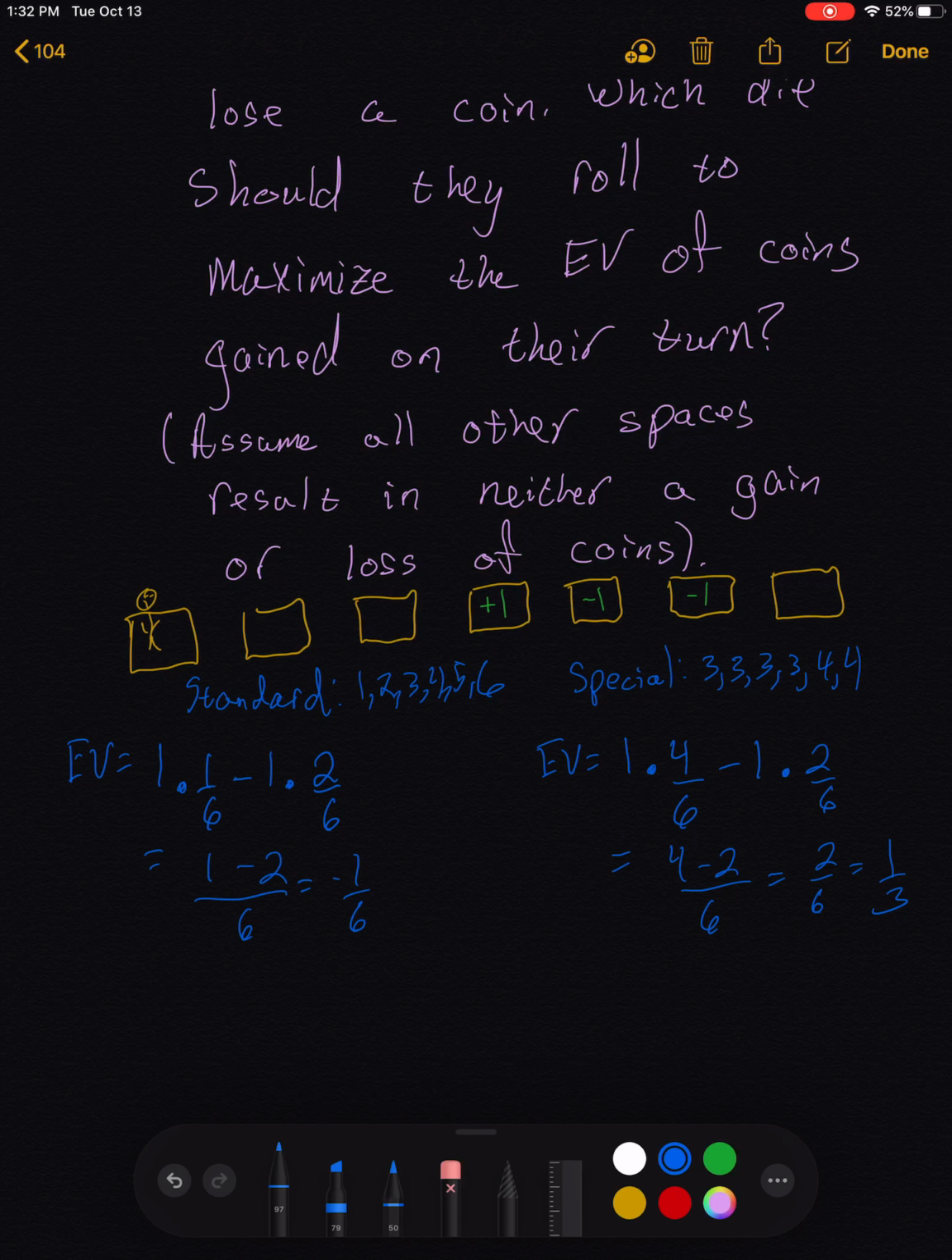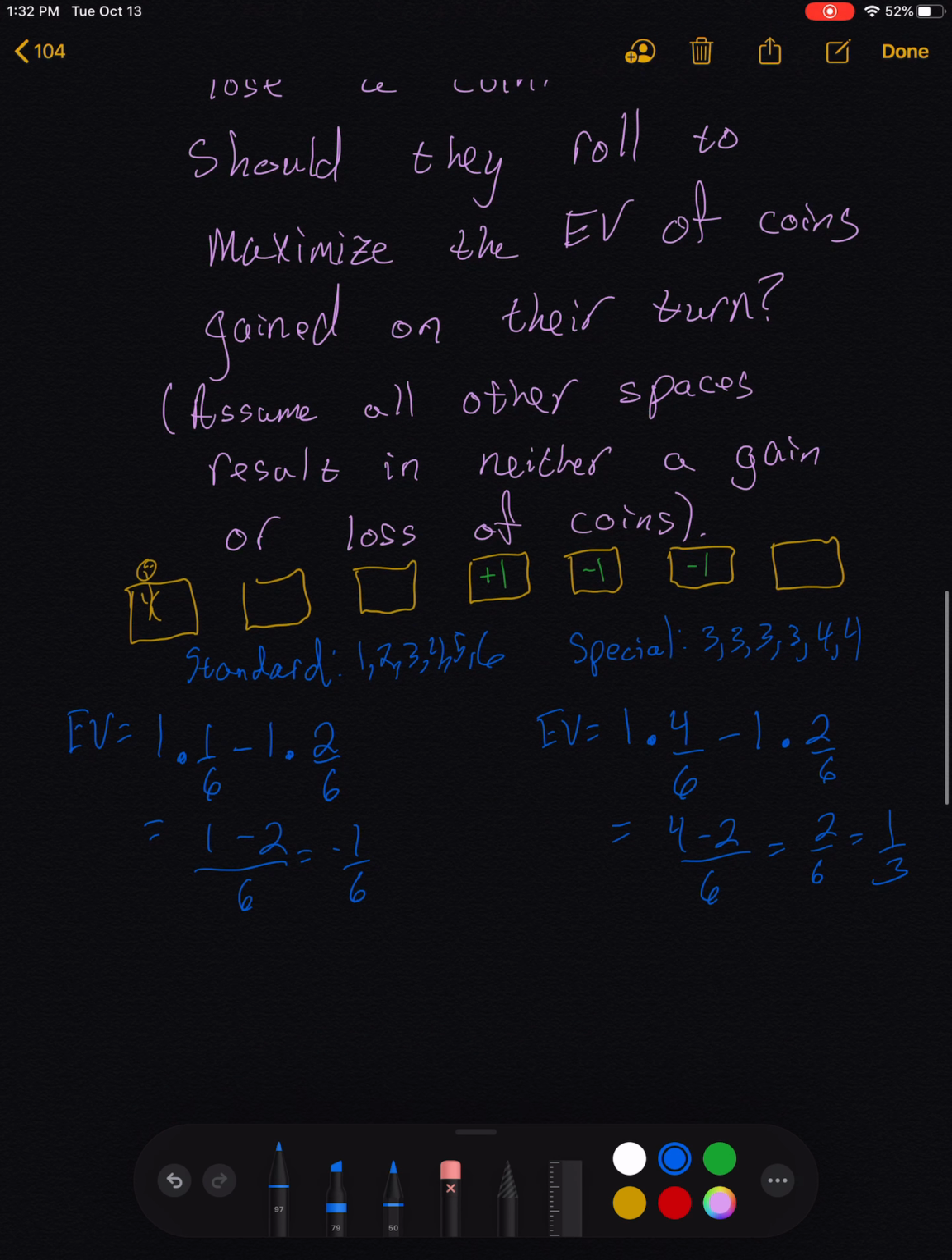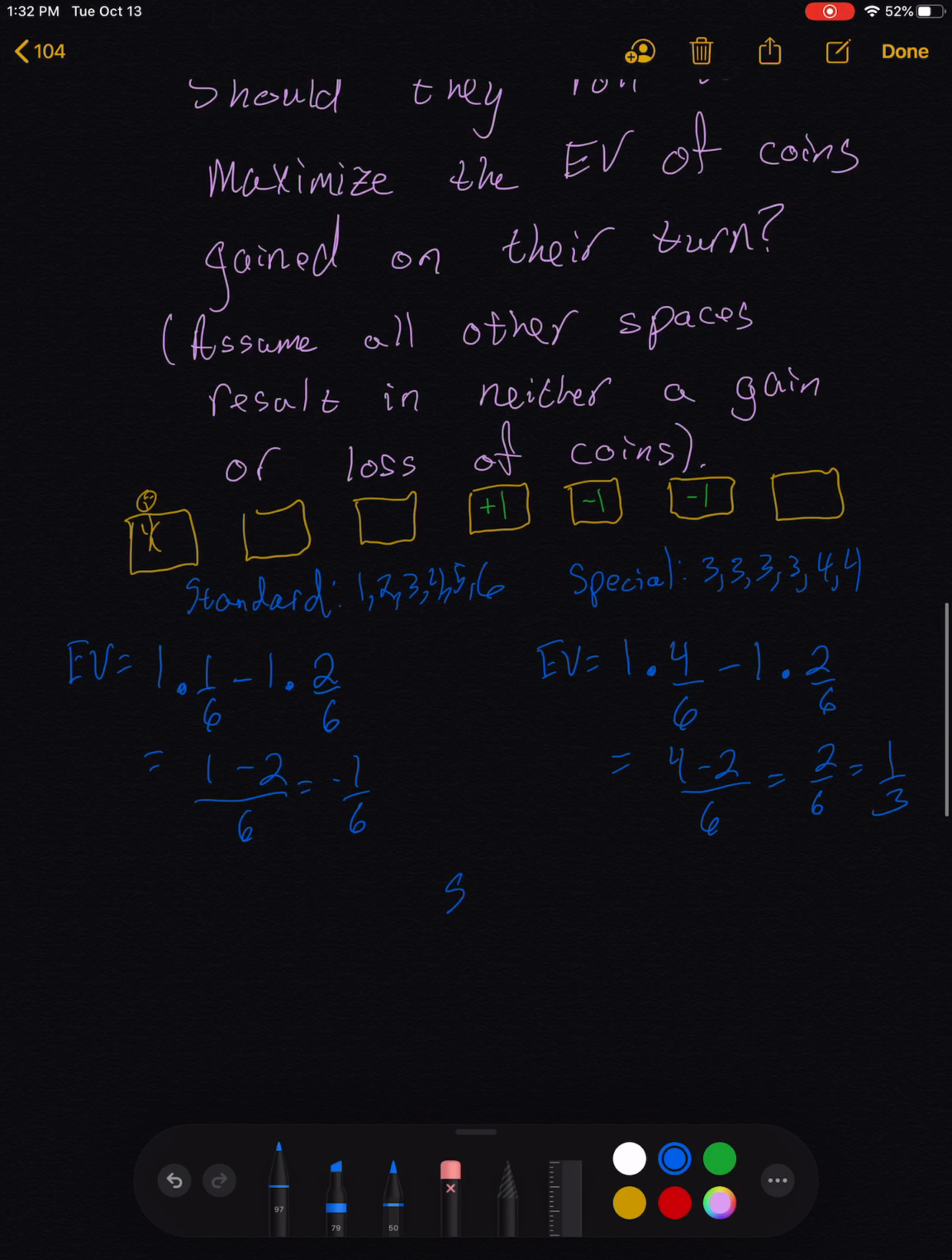So the question is, which die should we roll to maximize the expected value for coins gained? Well, in this case, we'd want to roll the special die, because the special die has an expected coin return of 1/3 coin on average, whereas the standard die has an expected coin return of negative 1/6.